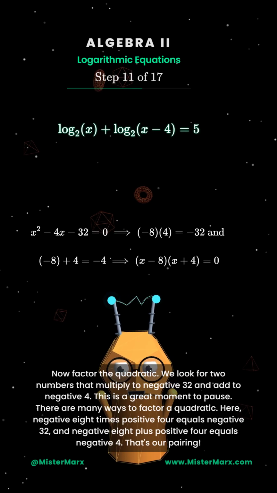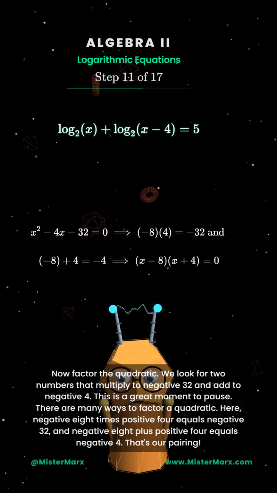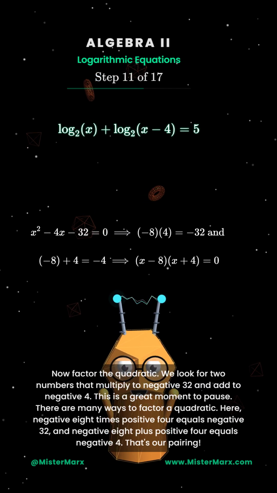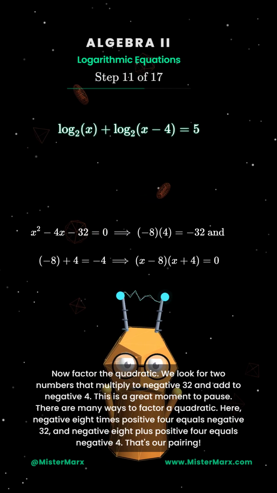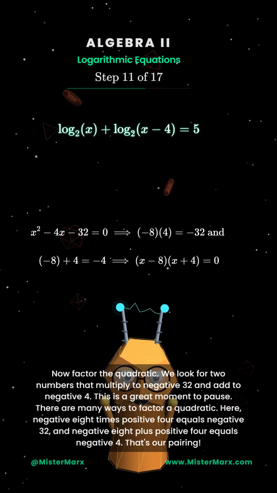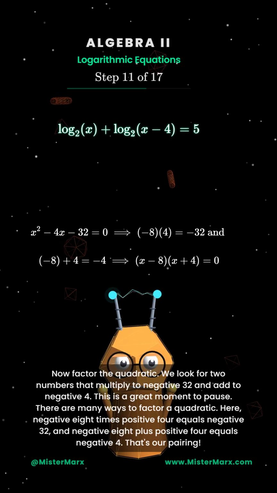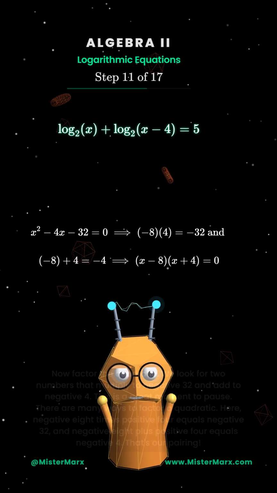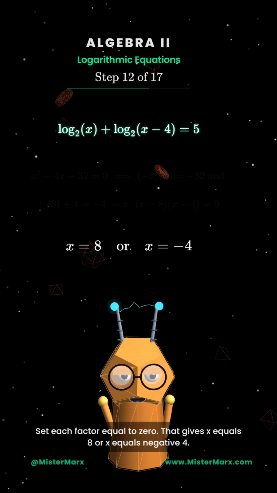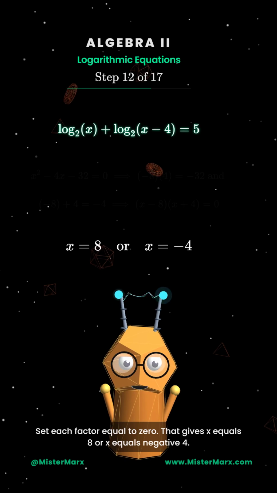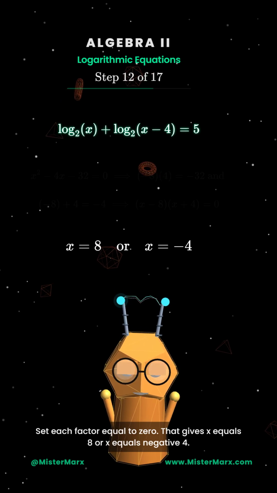This is a great moment to pause. There are many ways to factor a quadratic. Here, negative 8 times positive 4 equals negative 32, and negative 8 plus positive 4 equals negative 4. That's our pairing. Set each factor equal to 0. That gives x equals 8 or x equals negative 4.